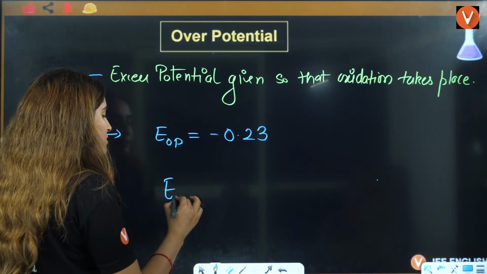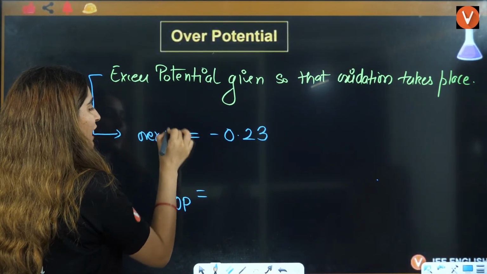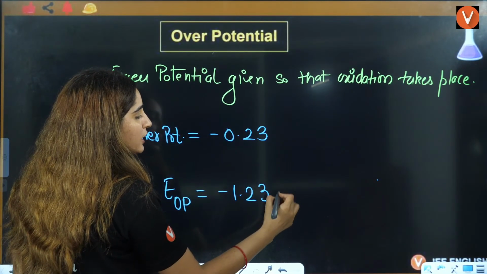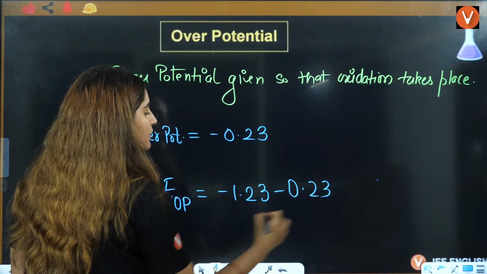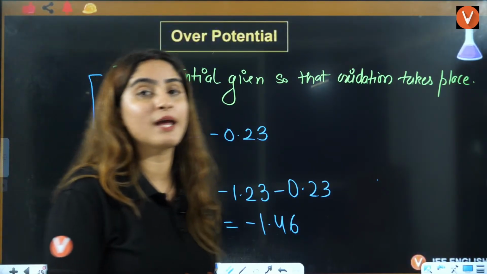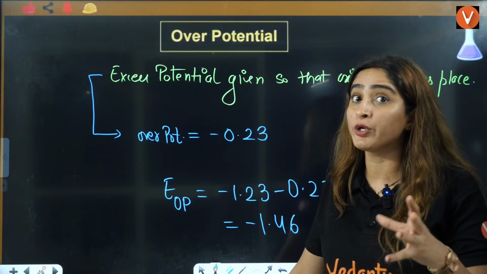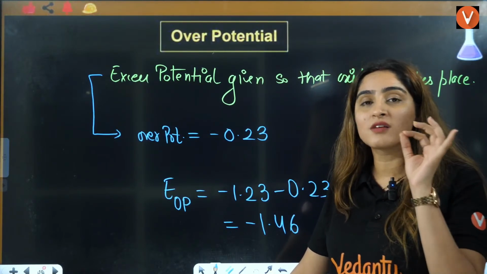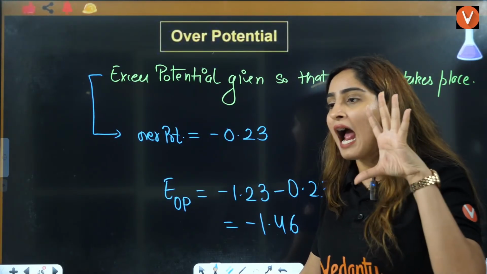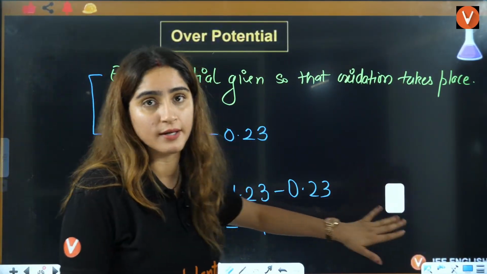So total oxidation potential of water, this is overpotential. Overpotential is this much. So total oxidation will be 1.23 minus 0.23, that is going to be minus 1.46, right? Sometimes in the exam they give you that the oxidation potential of water is minus 1.23, but in reality the oxidation potential by adding overpotential will be minus 1.46, and we are going to talk about this minus 1.46 only when we are solving the questions here, right?